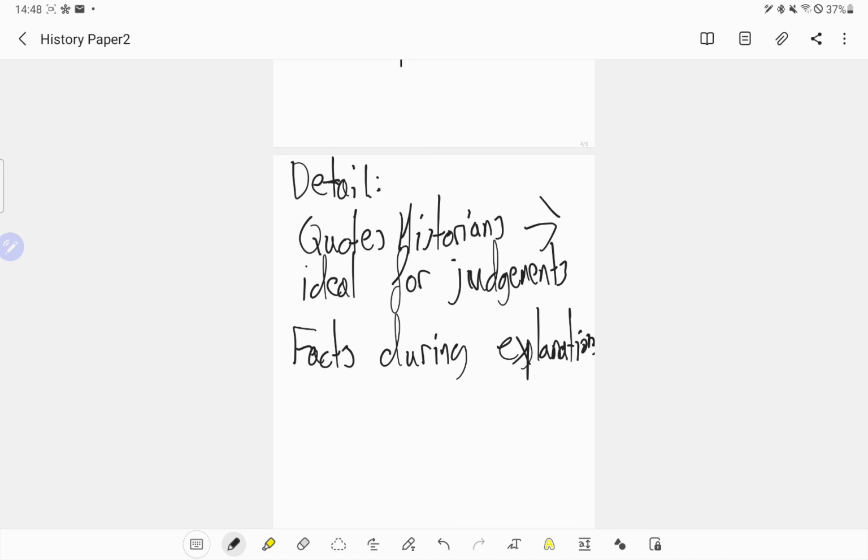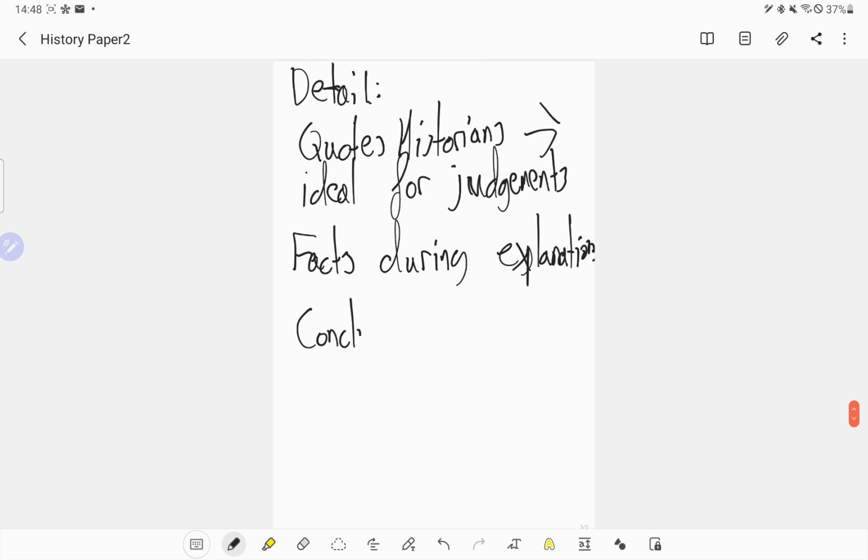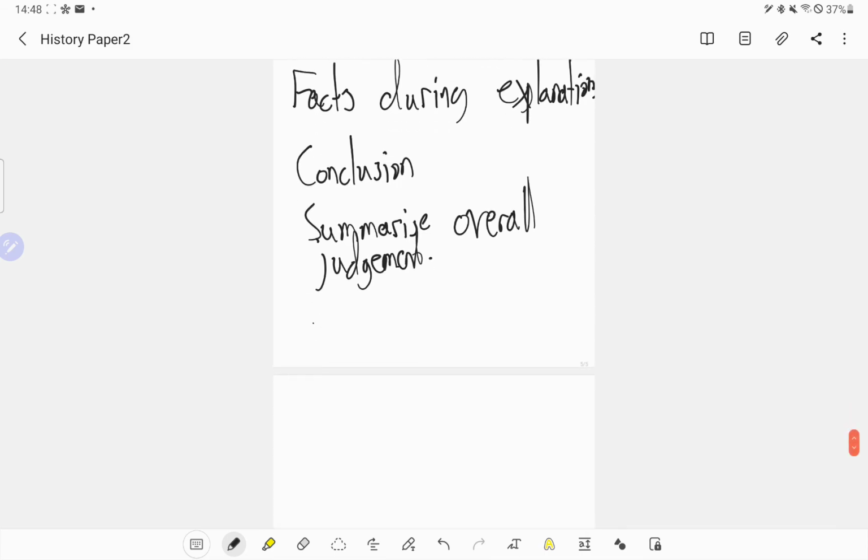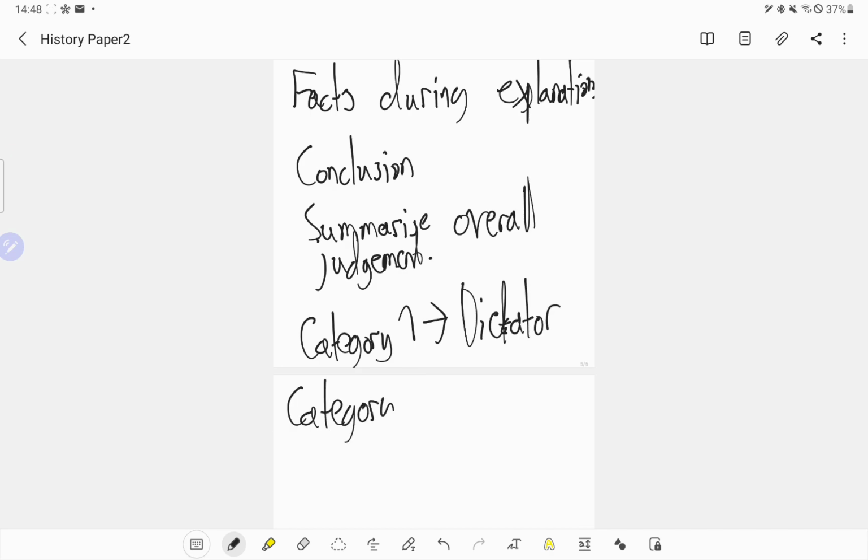In the conclusion, you're gonna just summarize your judgment and then again state which category was most important for which dictator. So that's basically summarize overall judgment. And then we're gonna just state which category, which dictator. So like, I don't know, category 1, dictator 2, category 2, dictator 1, something like that. And then basically you've got your essay.